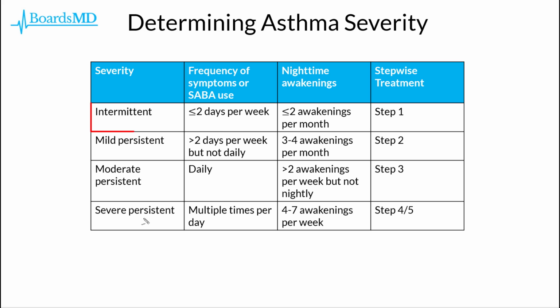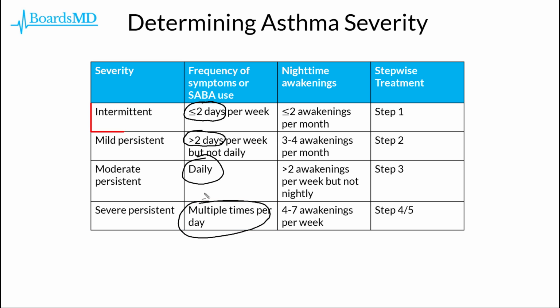In the case of intermittent asthma, these patients are going to use their SABA or have symptoms which occur 2 or fewer days per week. In contrast, patients with mild persistent asthma will use their SABA more than 2 days per week. Patients with moderate persistent asthma will use their inhalers daily. And patients with severe persistent asthma will use their inhalers multiple times per day.